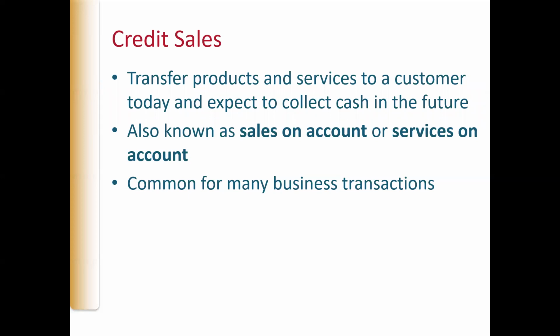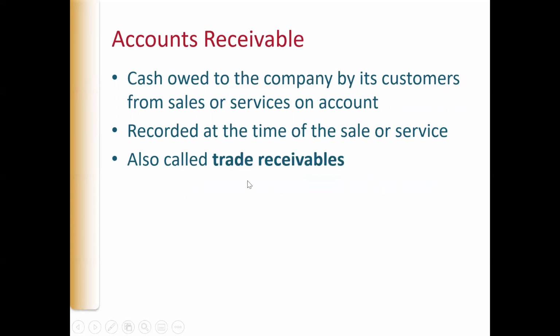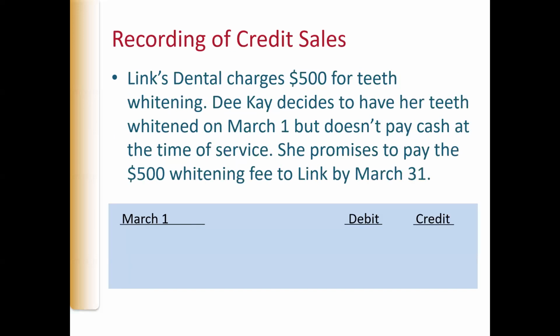We can call this sales on account or services on account. And this is very common for a lot of business transactions. It can also be called trade receivables when you sell items to a customer, but they don't pay you right away. When the transaction happens, we record it as a revenue because the event occurred. But since we haven't received the cash, we debit accounts receivable and we credit our revenue.